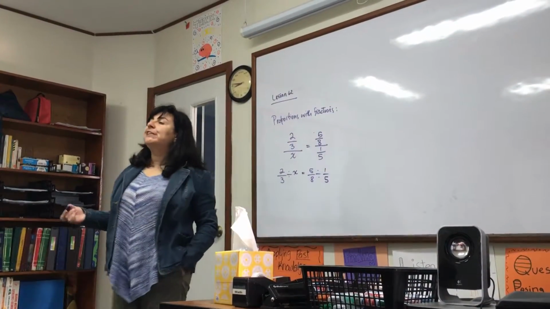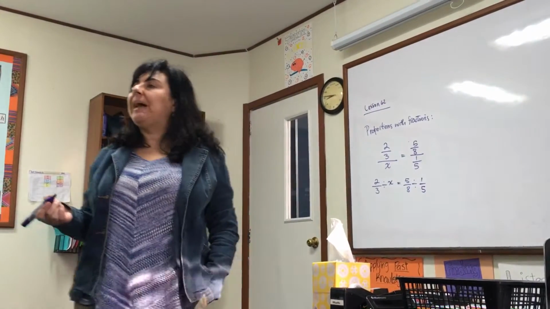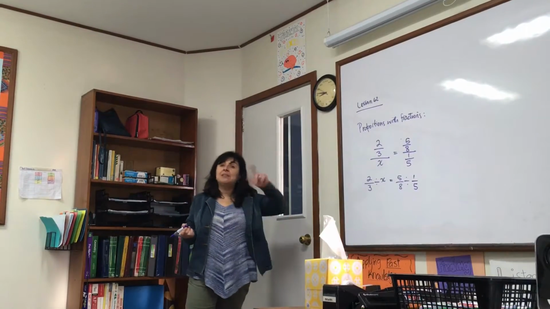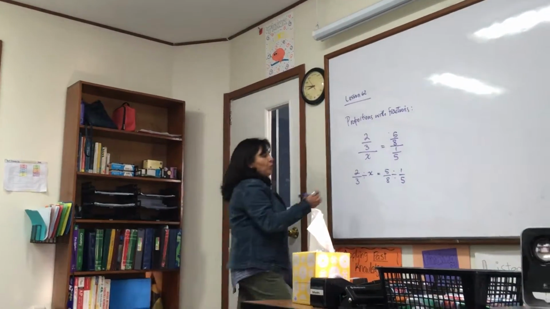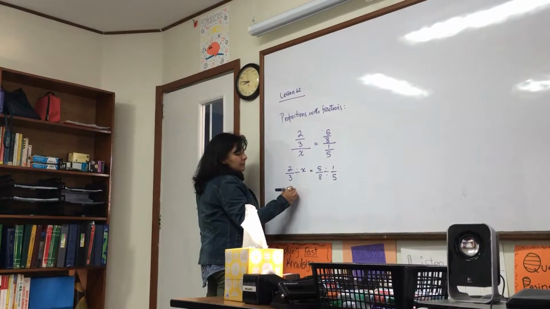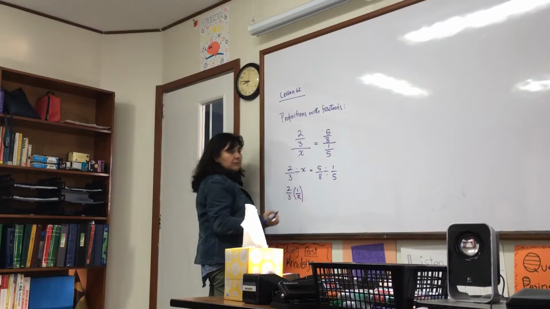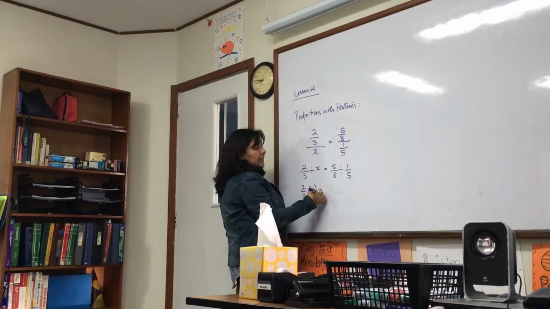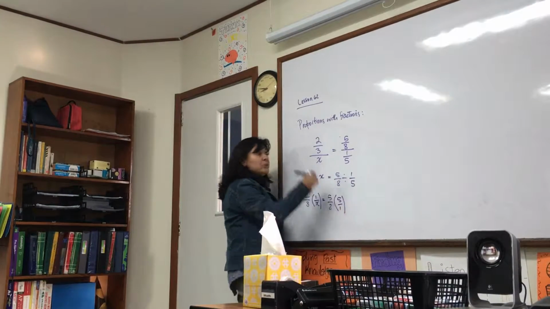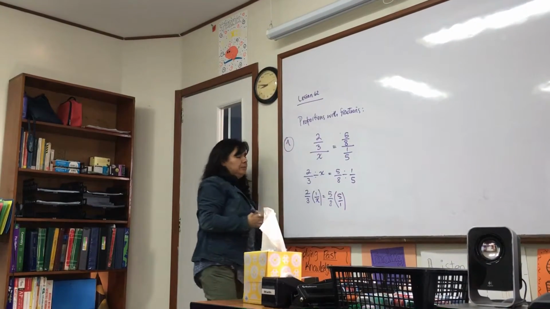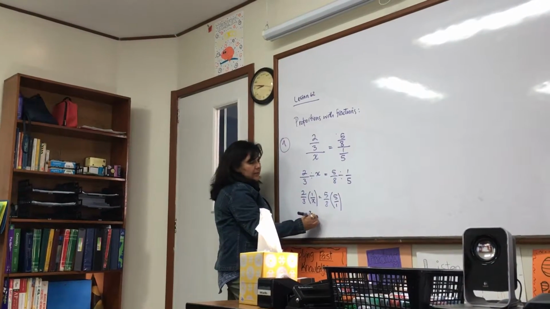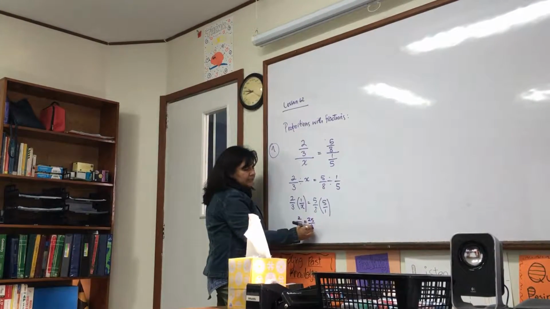And what do we know about division? Division is the same as multiplying times what? Dividing is the same as multiplying times the reciprocal. So we've got 2/3 times 1 over x, right? Yeah. Equals 5/8 times 5 over 1. This is one way of doing it. Call it number 1. So we've got 2 over 3x equals 25 over 8.